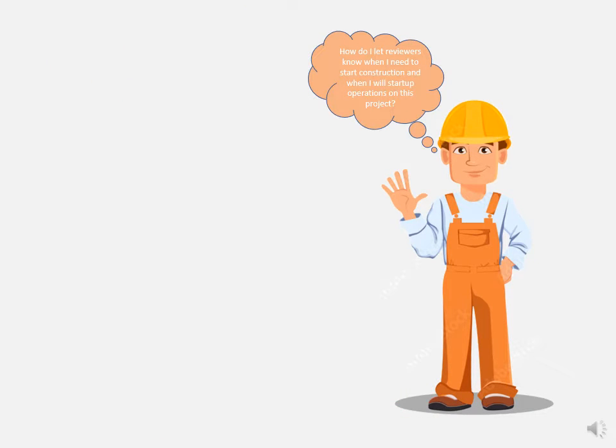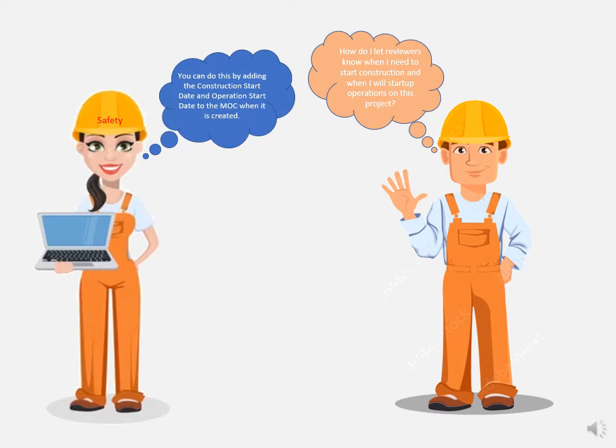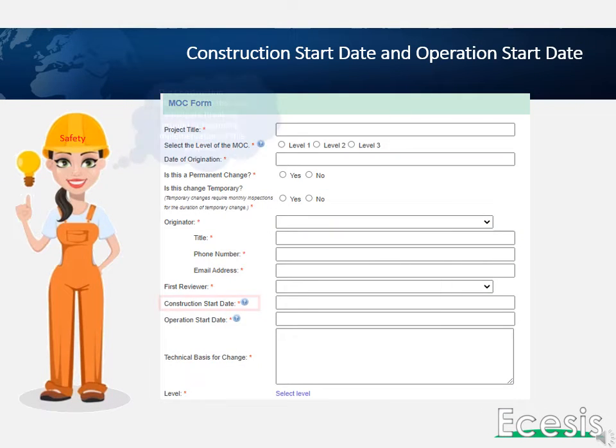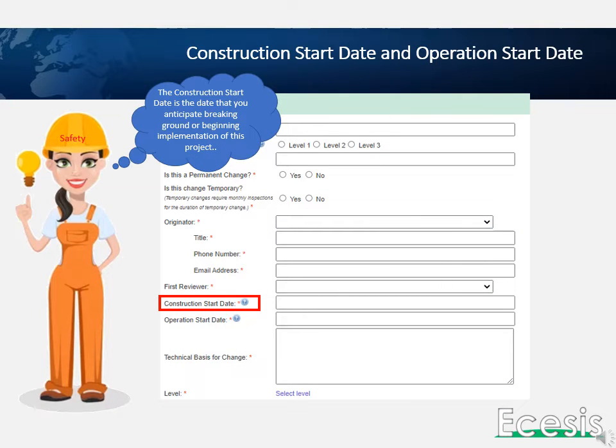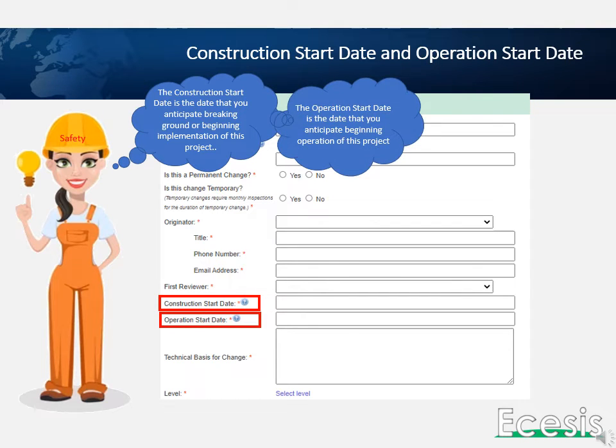How do I let reviewers know when I need to start construction and when I will start up operations on this project? You can do this by adding the construction start date and the operation start date to the MOC when it is created. The construction start date is the date that you anticipate breaking ground or beginning implementation of the project. The operation start date is the date that you anticipate beginning operation of the project.